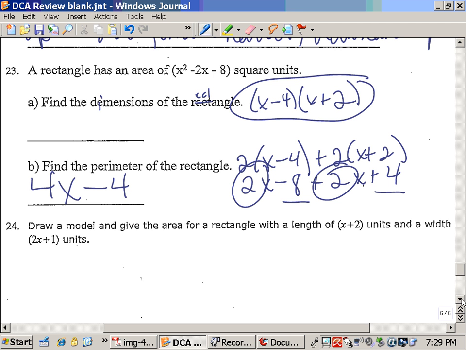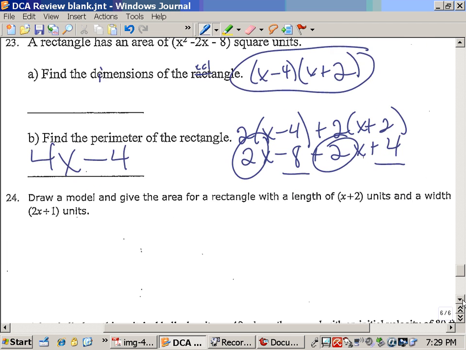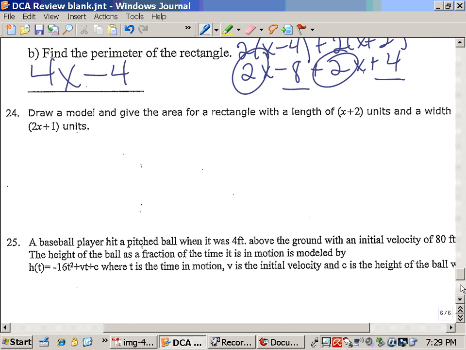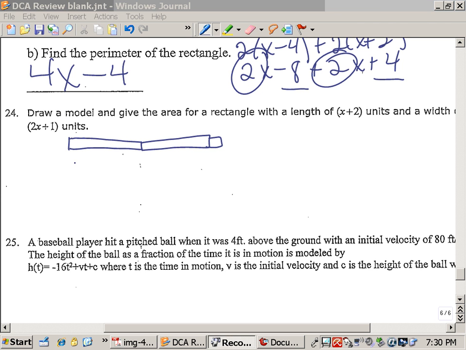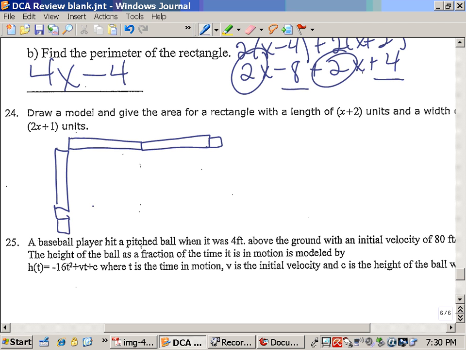On 24, I'm supposed to draw the model like we did in class today. So I have 2x plus 1. I'm going to draw the little x values. And then I'm going to draw my x plus 2 going down. Okay, now when I fill in these, x times x would give me x squared.